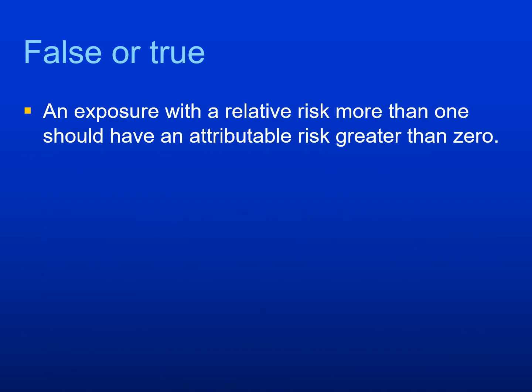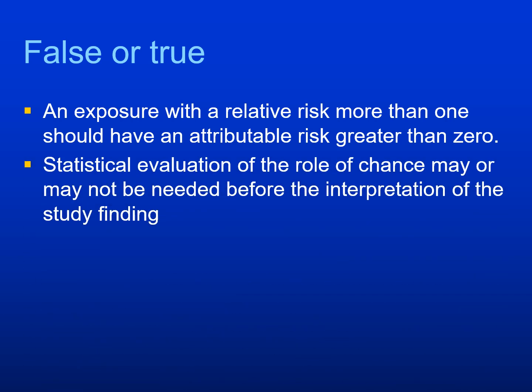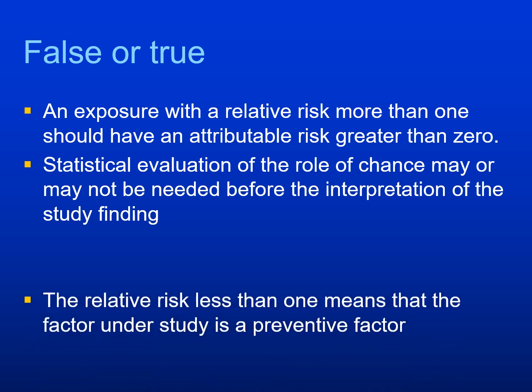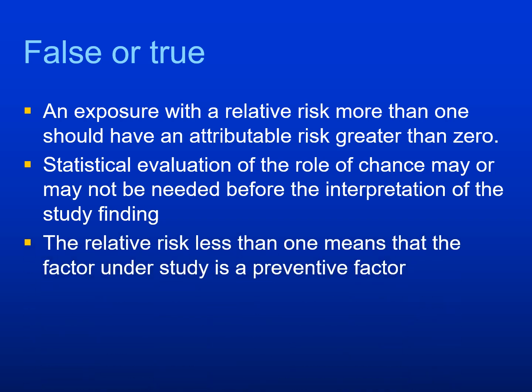An exposure with a relative risk more than 1 should have an attributable risk percent greater than 0. Statistical evaluation of the role of chance may or may not be needed before the interpretation of the study finding. The relative risk less than 1 means that the factor under study is a preventive factor.